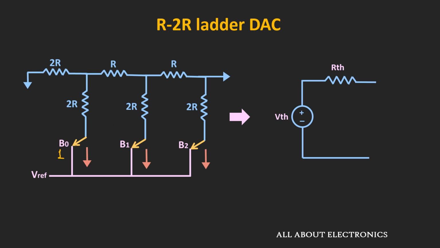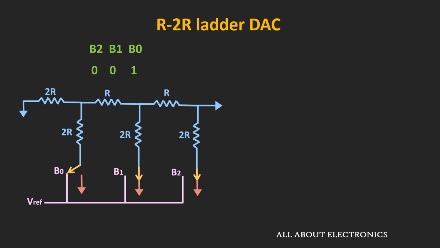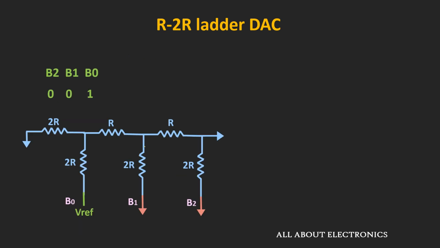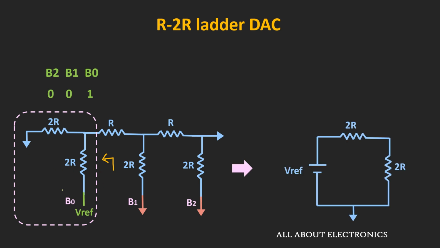And here this B0 is the least significant bit or LSB, and this B2 is the most significant bit or MSB. So first of all, let us find out the output whenever the input code is 001. That means only B0 is 1. So in this circuit, first of all, let us find out the Thevenin's equivalent circuit for this portion while looking from this side. Now the same portion can be redrawn like this.